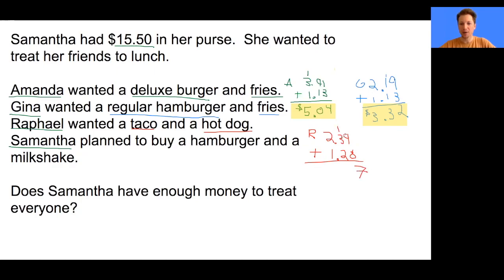1 plus 3 is 4. 4 plus 2 is 6. Carry that decimal place down. Place it down right here. 2 plus 1 is 3.